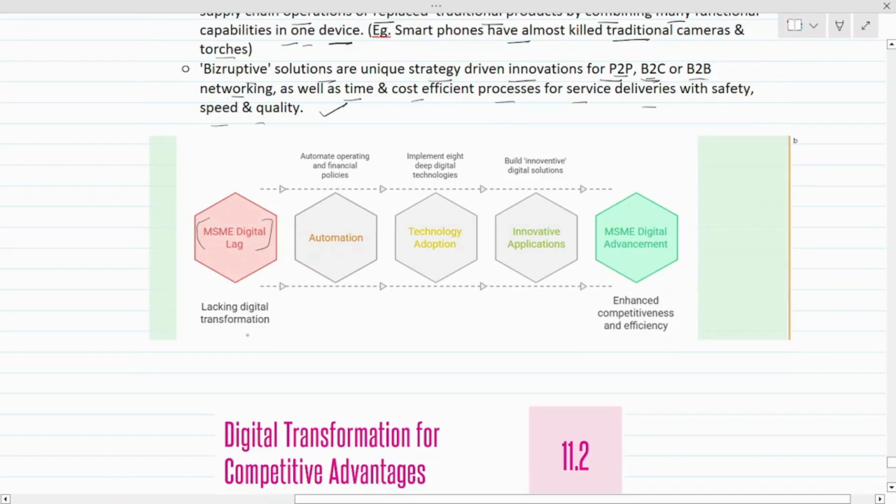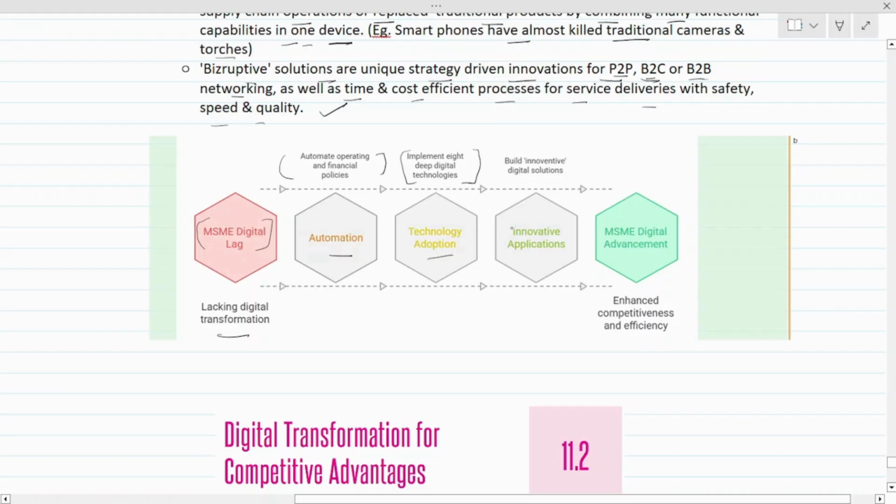So when they were lacking digital transformation, what they did was, first of all, they adopted automation, so that they automated operating and financial policies, right? Then second thing is technology adoption. So what they did was they implemented 8 deep digital technologies. What are these 8 deep digital technologies? We'll discuss that later, so keep it aside.